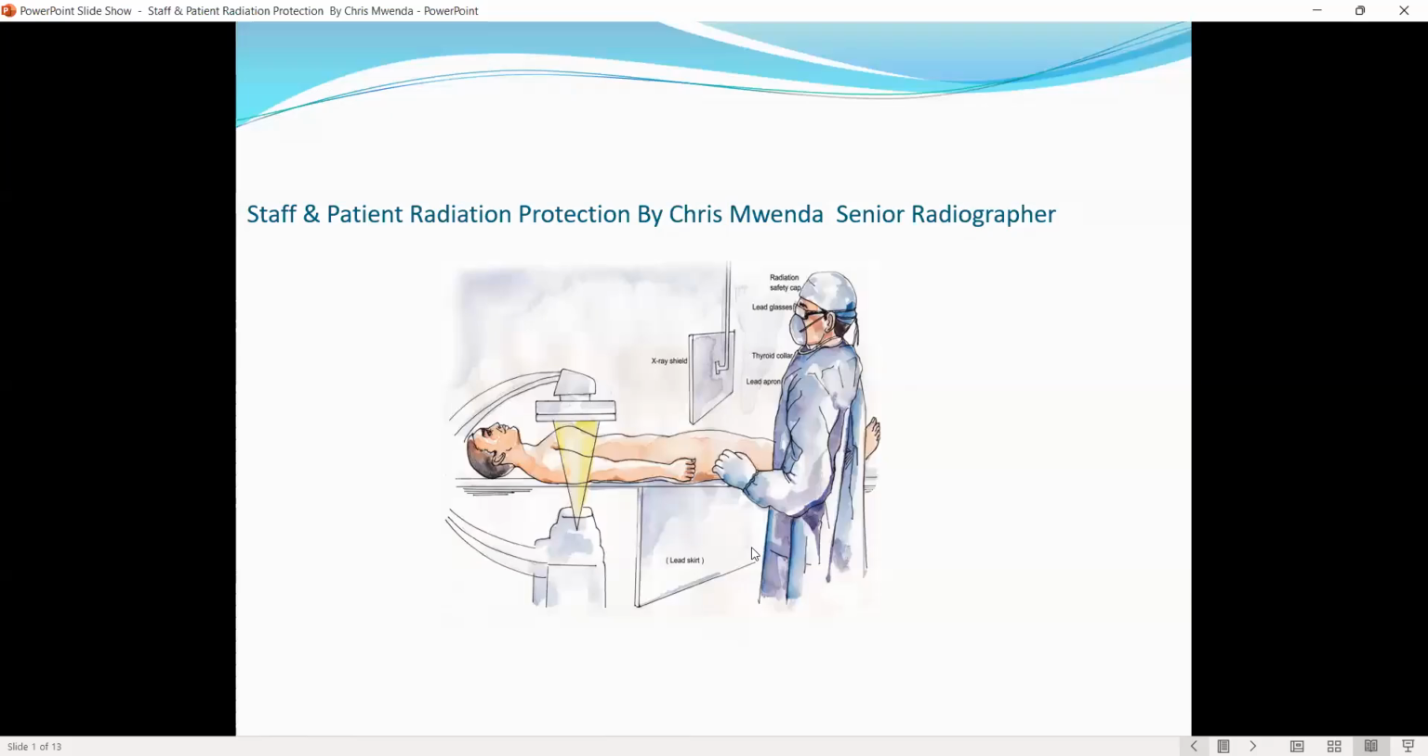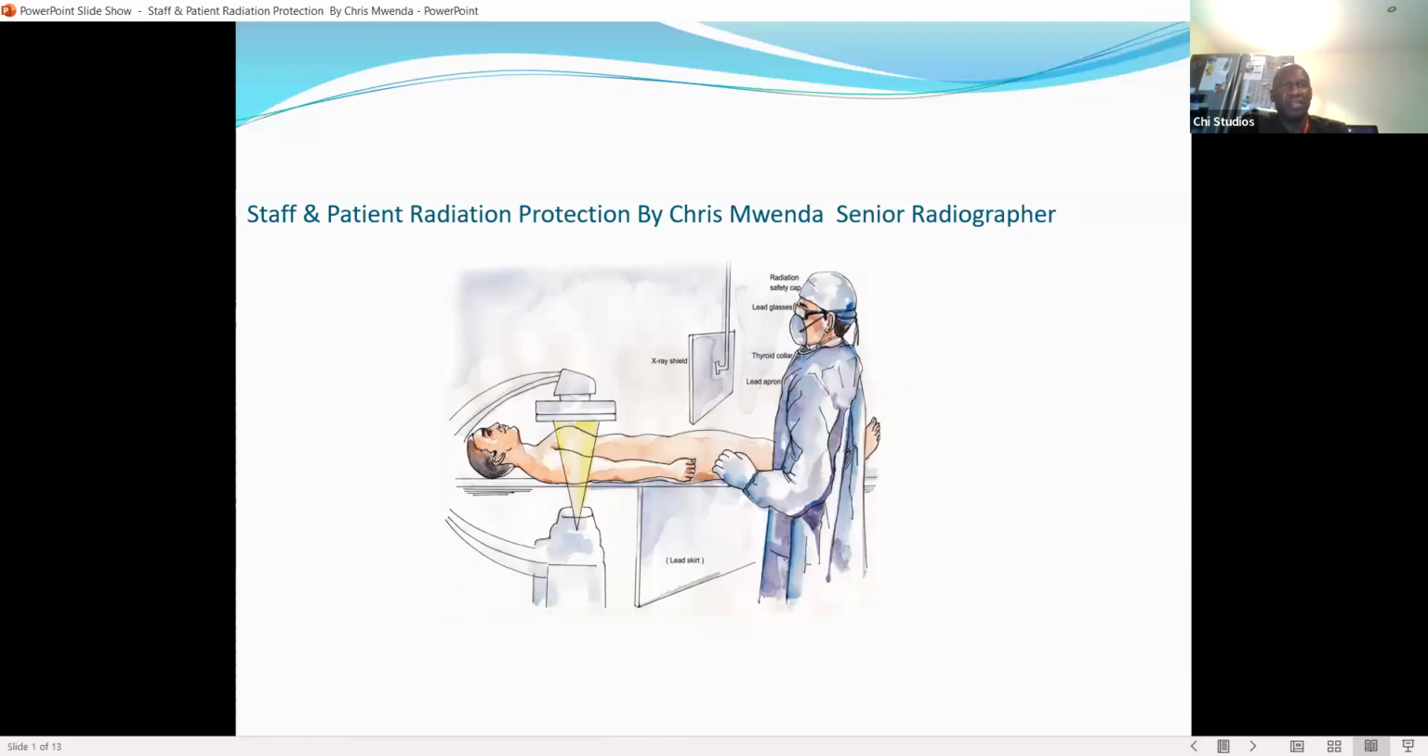Are you able to see the staff flow and radiation protection? Are you able to see it on the screen? Yes, sir. Okay.